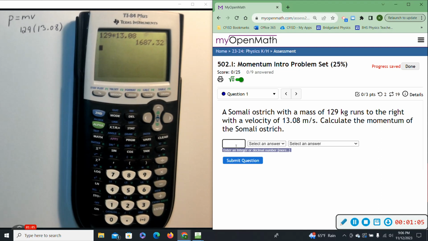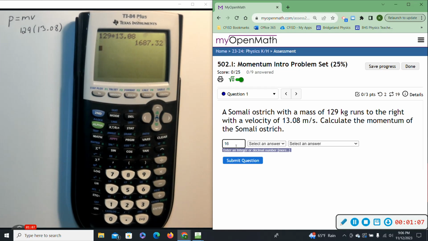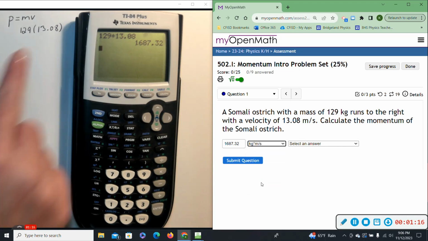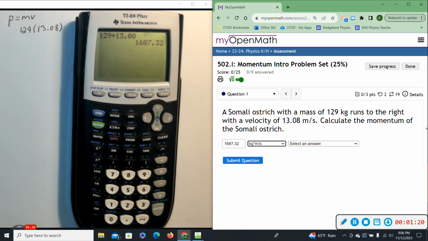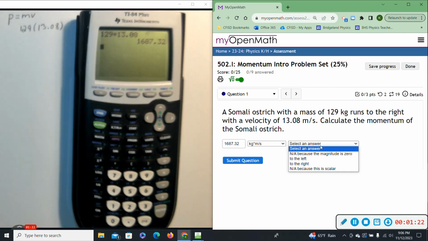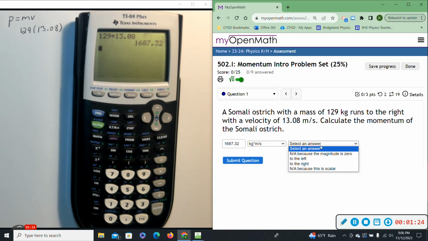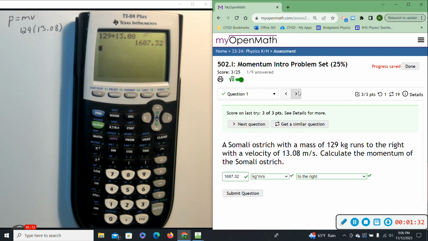1,687.32. So let's go ahead and type that, 1,687.32. Our units for momentum are kilograms times meters per second. Again, because we multiplied kilograms times meters per second, that's the unit that we're going to use here for momentum. And it does have a direction. Momentum is a vector quantity. It will always be in the same direction as the velocity. And since the velocity is to the right, so is the momentum.